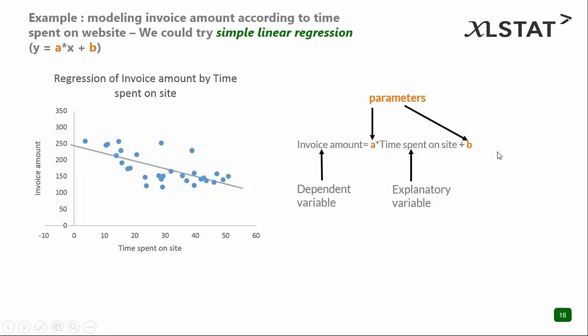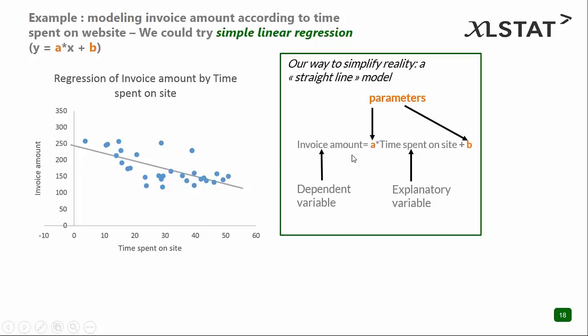So as I told you, a model is an equation that links dependent variables and explanatory variables with parameters. This is our way to simplify reality, a straight line model. This is a way of answering the original question. So we can say that invoice amount linearly decreases with time spent on site.